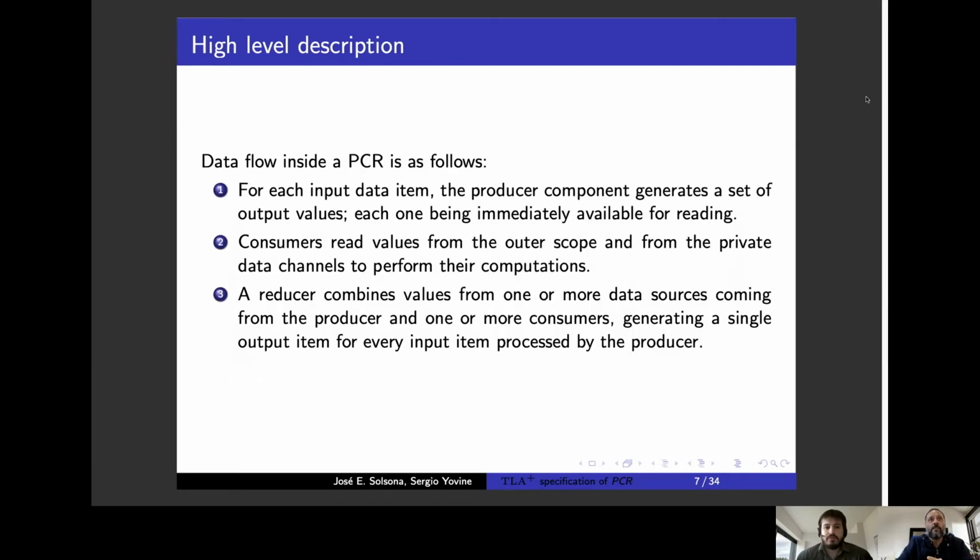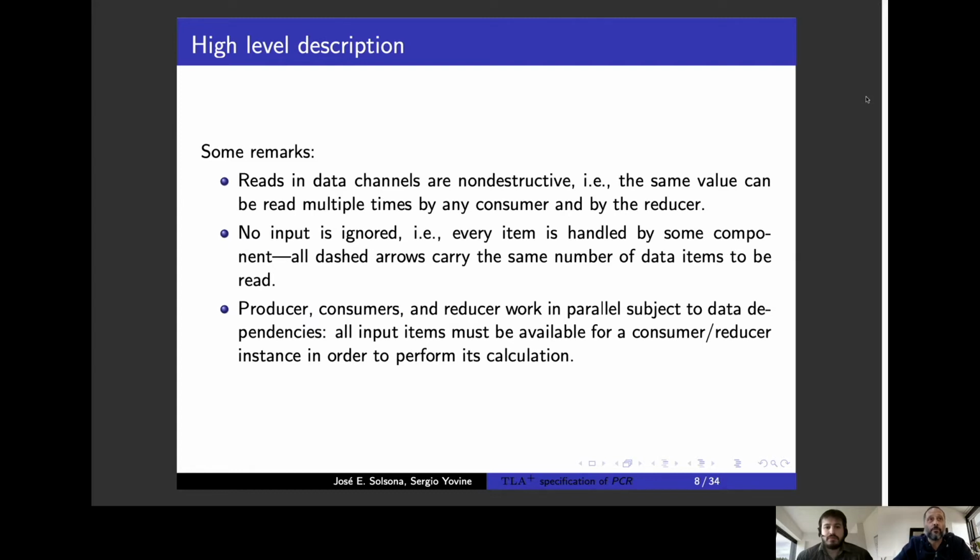So basically, the data flow inside the PCR works as we said. The producer generates a stream, and then the consumer reads the values, performs some transformation, outputs the value, and all values are then reduced to a single one by the reducer.